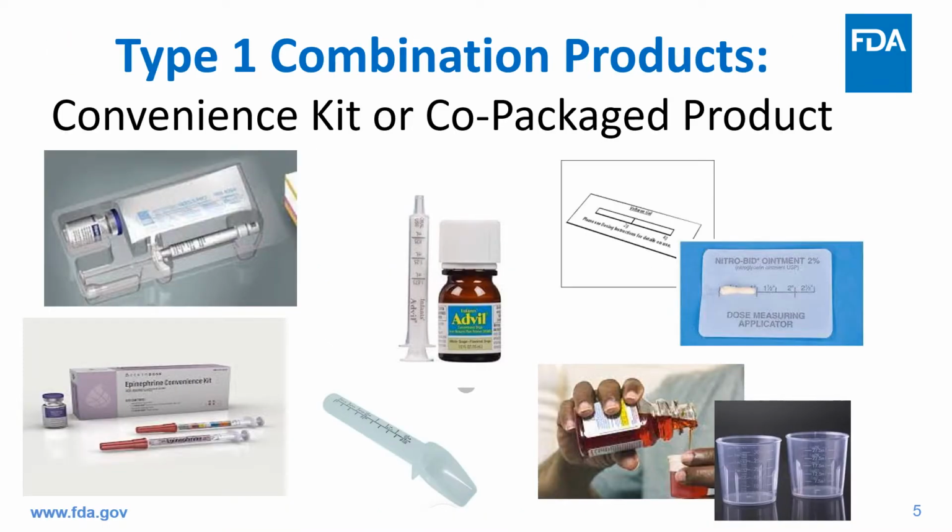Type 1 combination products are those that are in a convenience kit or co-packaged. These are probably the most widely familiar to the audience, and they include such things as a pre-filled blister pack that contains the vial, the drug, and the syringes and needles required to administer the product. But it also includes such things as medicine droppers, dose counters, measuring spoons, and even rulers and measurements that allow the user to measure out the dose of the drug to be applied.